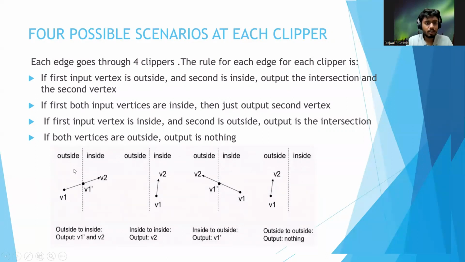Here we can see that V1 is outside, V2 is inside, and V1 dash is the intersection between them. Inside to outside, inside to inside. Here both V1 and V2 are inside, so the output is V2. The second vertex is considered as output. Here V1 is inside and V2 is outside, and we consider V1 dash, which is the intersection between V1 and V2. If both the vertices V1 and V2 are outside, we consider the output as nothing.